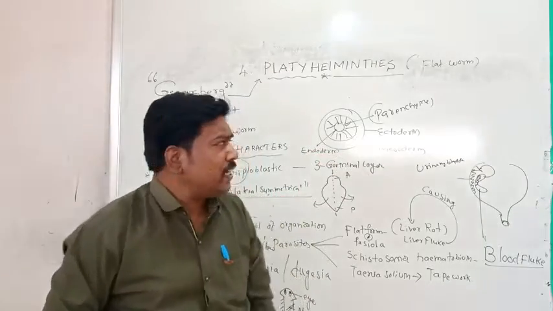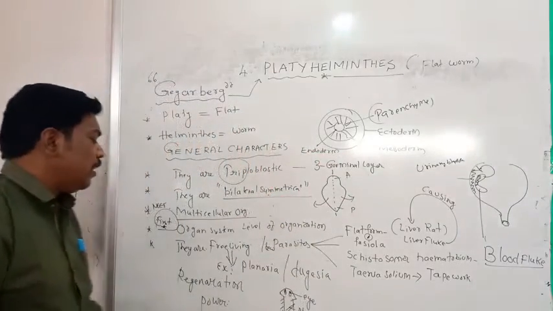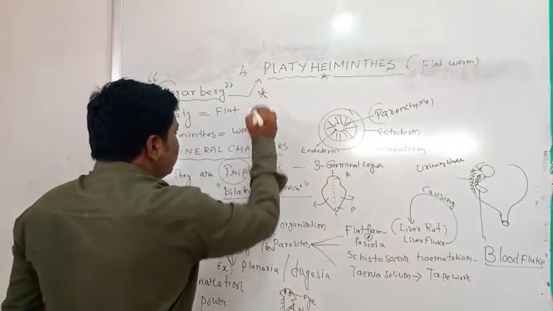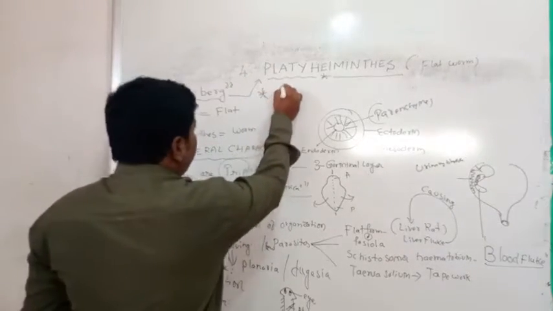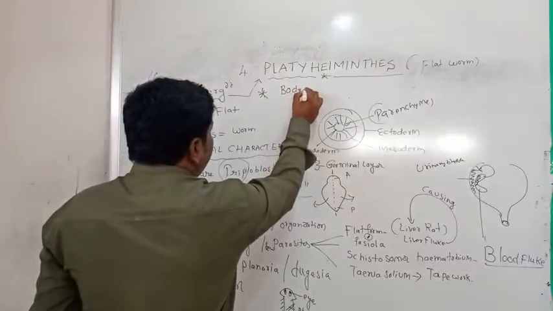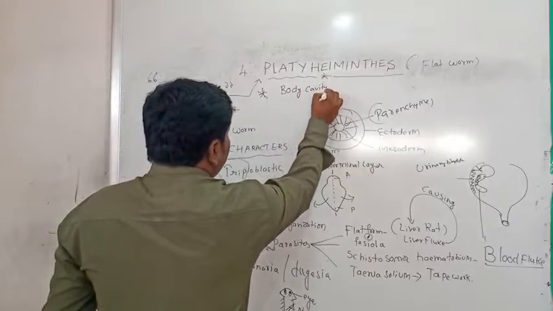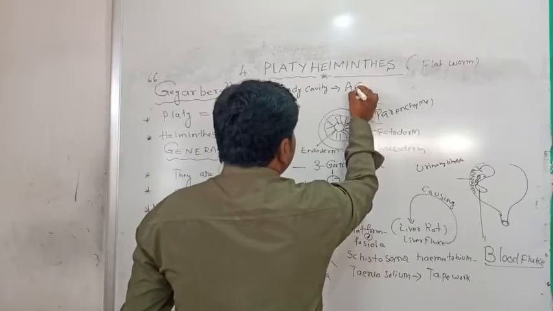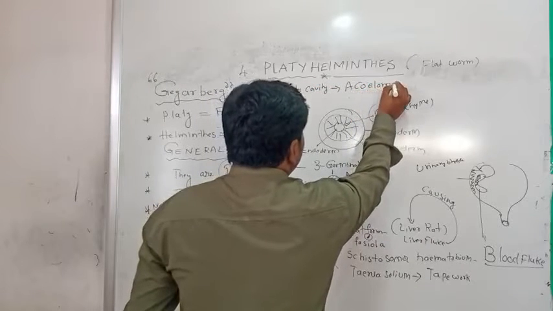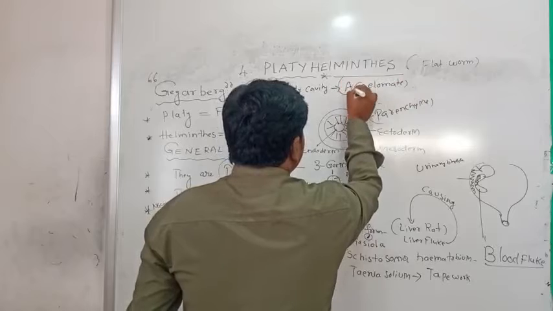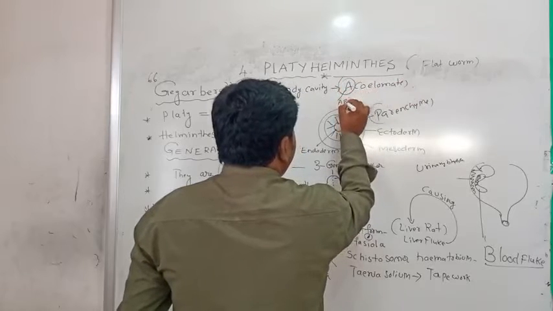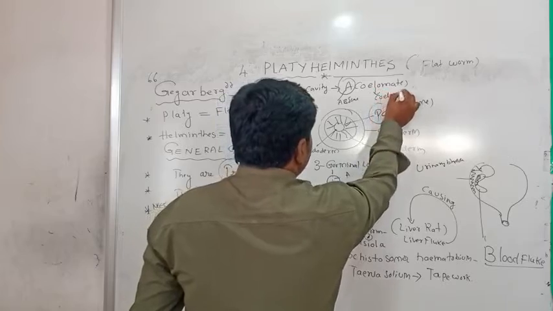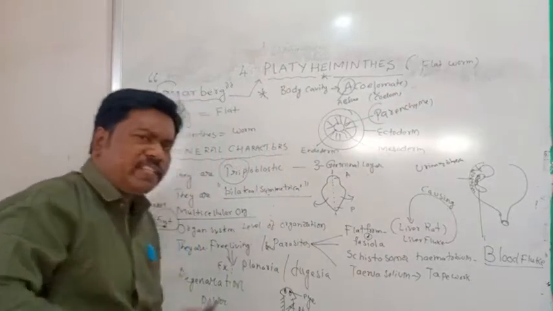Body cavity is completely absent in which organisms? Platyhelminthes. So now I am writing here, beta. These Platyhelminthes organisms do not contain a body cavity. The body cavity is absent, so that is known as acoelomate. What is the meaning of acoelomate? A means absence, so absence of coelom is known as acoelomate. It means the body cavity is completely absent.